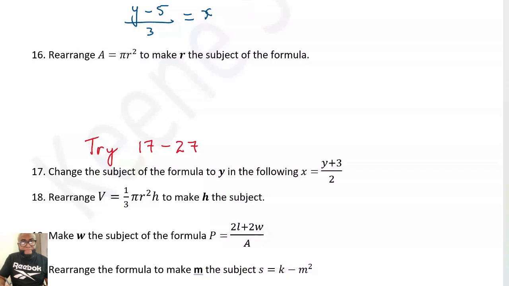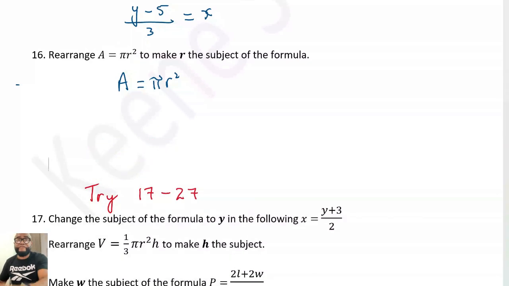Right, let me do the last one for the day. So A is equal to pi r squared. If we want to make r the subject of the formula, what's the first thing we should move? The pi. What is going on between the pi and this r here? Multiply. Opposite of multiply is to divide. A divided by pi is equal to r squared.